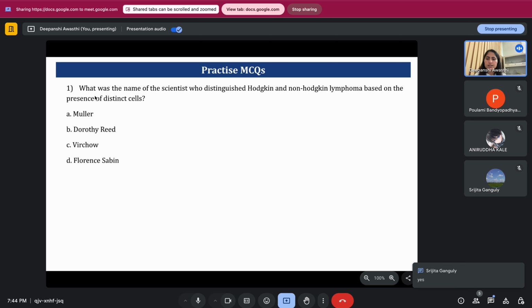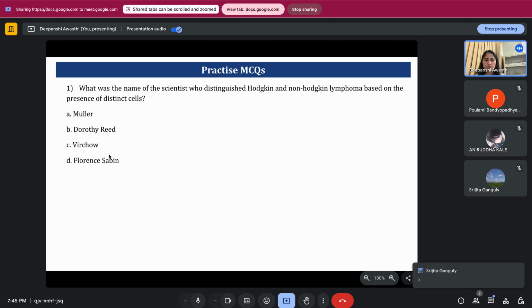So the first question is: what was the name of the scientist who distinguished Hodgkin and non-Hodgkin lymphoma based on the presence of distinct cells? Option A, Muller. Option B, Dorothy Reed. Option C, Virchow. And option D, Florence Sabin. I think this was discussed in the last lectures, which were given by Dr. Sachin, I guess.